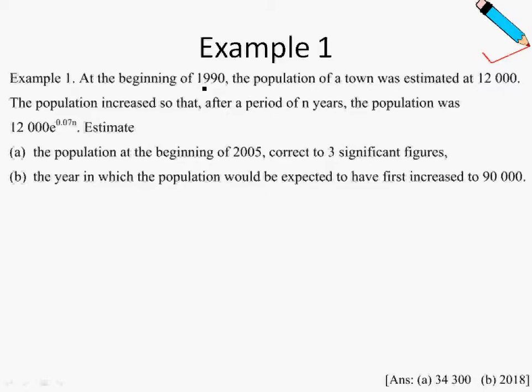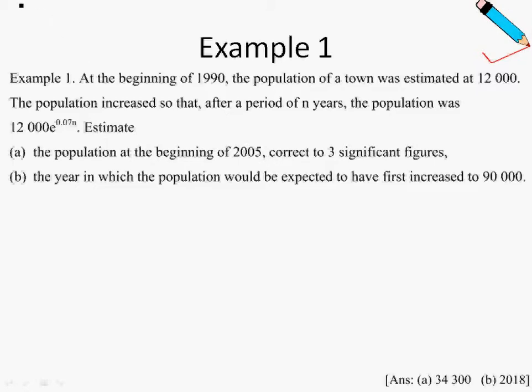At the beginning of 1990, the population of a town was estimated at 12,000. The population increased so that after a period of n years, the population is given by this function that you see over here on the screen. Estimate the population at the beginning of 2005.